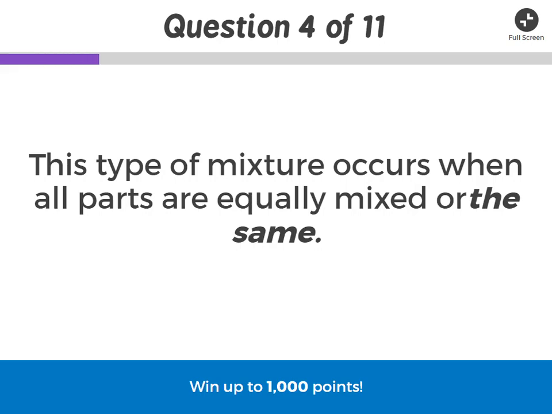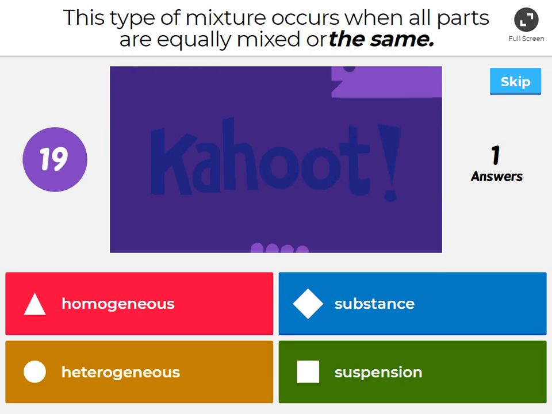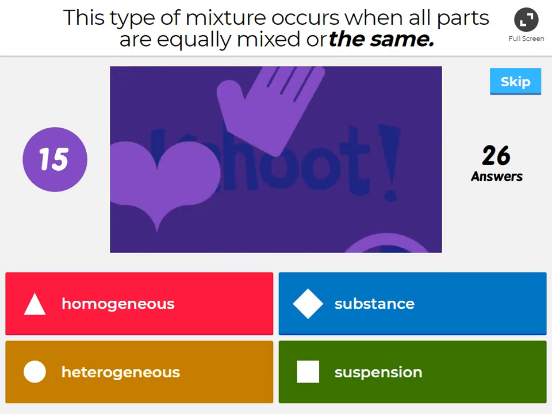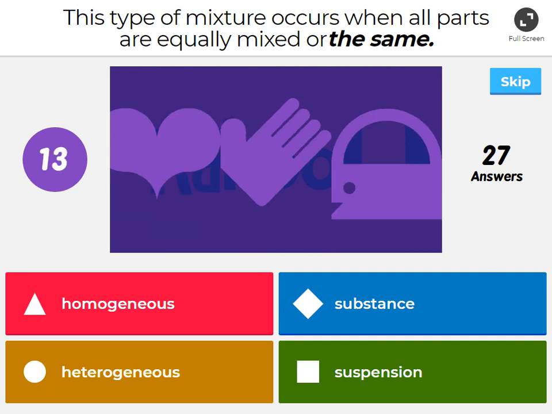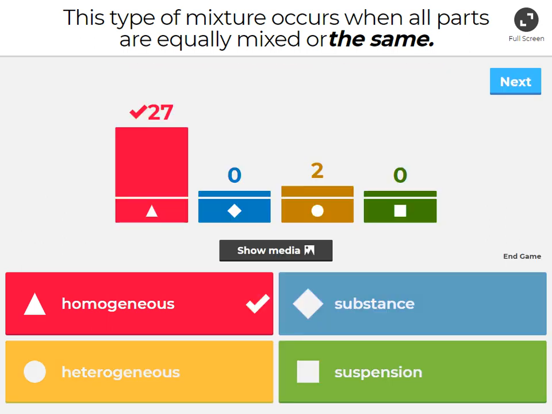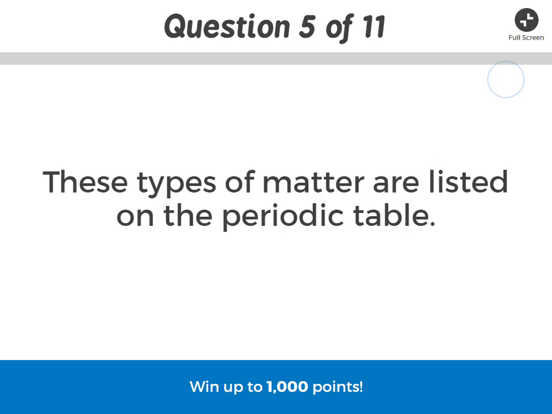This type of mixture occurs when all parts are equally mixed or the same. Alright, you got one more person? Okay. Very good. If it's uniform throughout, you can't tell the difference. You would say that is a homogeneous mixture.